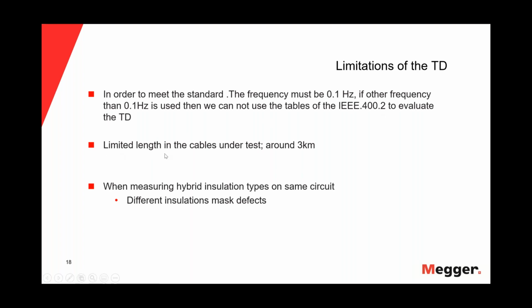Another limitation is the limited length of the cables under test, around 3 kilometers. And then another major factor is when measuring hybrid insulation types on the same circuit, i.e. you have some EPR, some PILC, maybe some of it is XLPE, and you've tied that in. The different insulations will mask the defects depending on what insulations you have in that circuit. And these are the limitations of all tan delta values. And of course, if you're not using the 0.1 hertz and the 3 steps, there's no table to compare to.